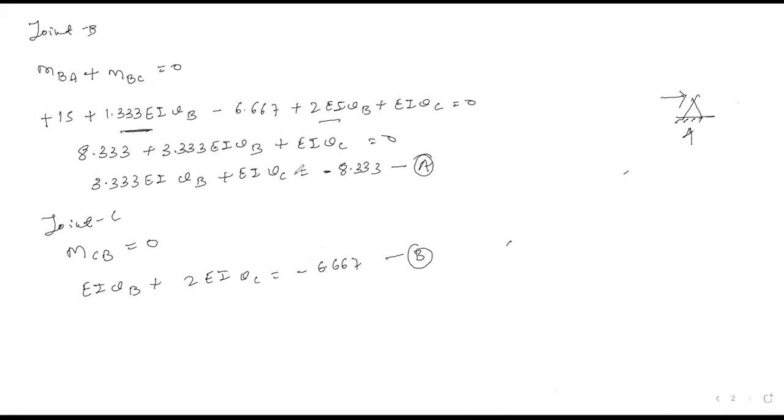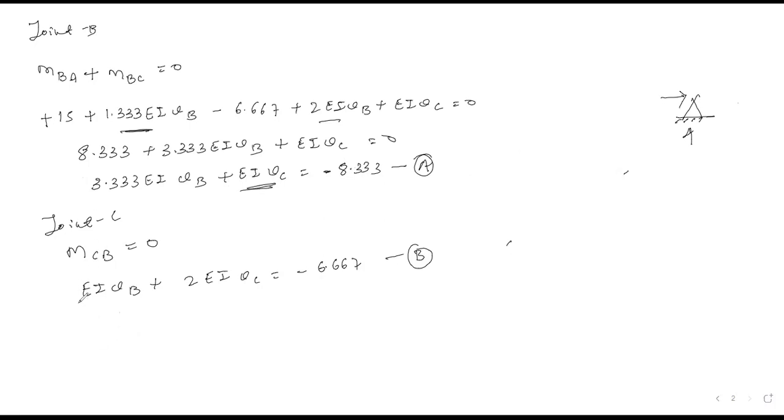Yes, sir. Okay. So now we need to calculate theta b and theta c. So what we will do? We will multiply equation number A with 2. So our second term here becomes 2EI theta c, so we can easily nullify it. Right. So multiply equation number A by 2.